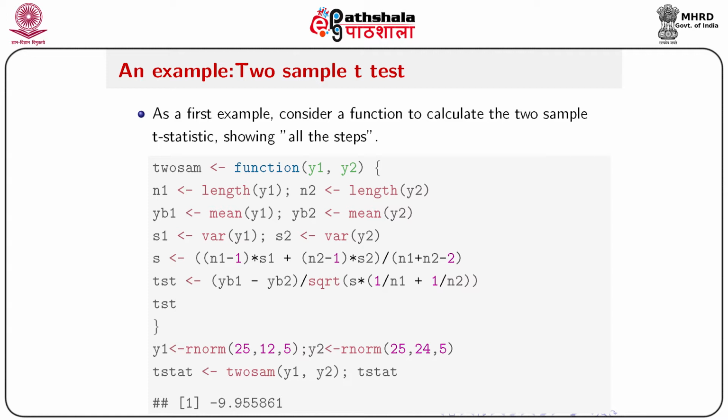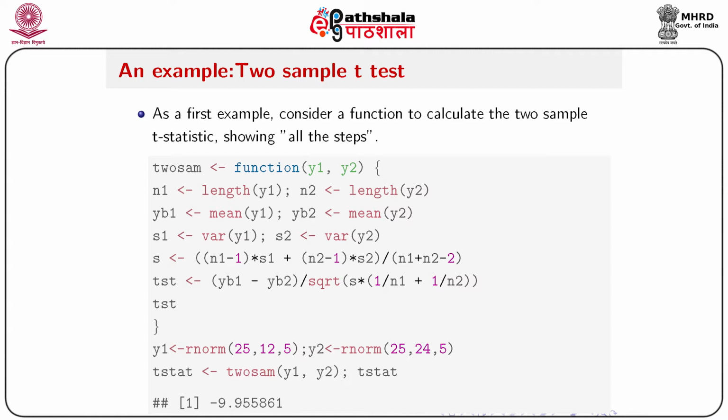And TST, the test statistic, equals yb1 minus yb2 divided by the square root of s times (1 by n1 plus 1 by n2), and the value that would be returned is TST. You can write TST or return(TST). In either of the two ways you can return the value. So here I developed a function that will give you the t statistic value.